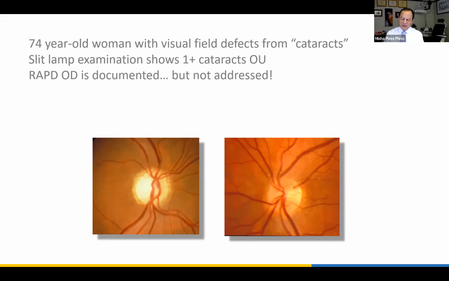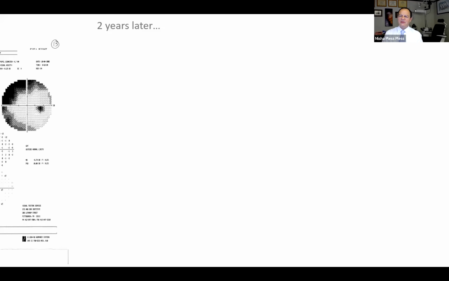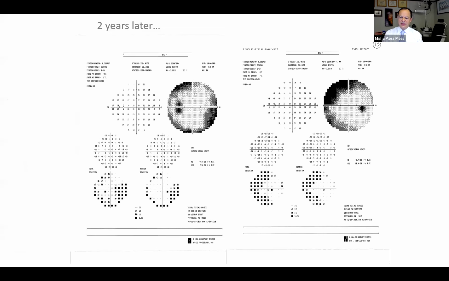Now, in retrospect, when we looked at the fundi, we definitely saw that the optic nerve had atrophy. You can see that this optic nerve has a different color than the left optic nerve. The right optic nerve has temporal atrophy. And therefore, in retrospect, neuro-ophthalmologists look at things and say, well, that was present. 2 years later, the patient gets a set of visual field tests.